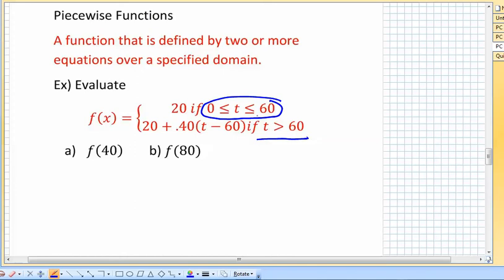So 40 is between 0 and 60. And then it says if it's between 40 and 60, the answer is 20. So f of 40 would be 20.